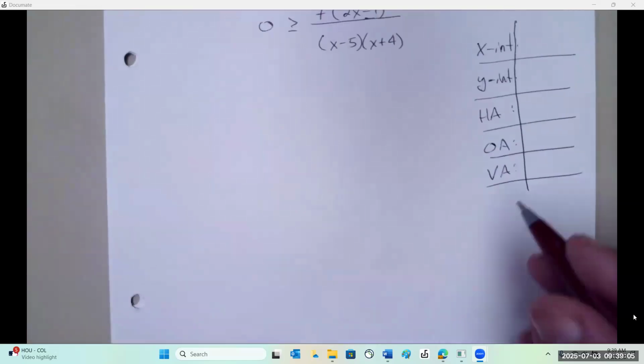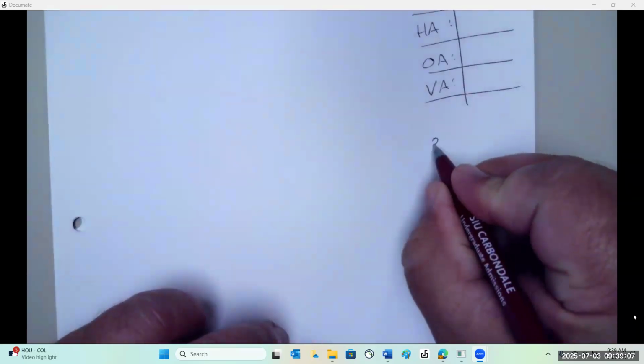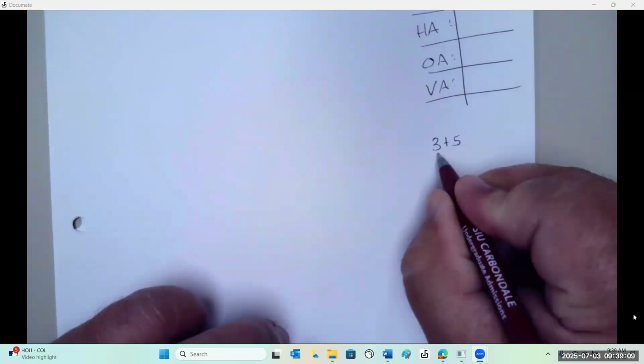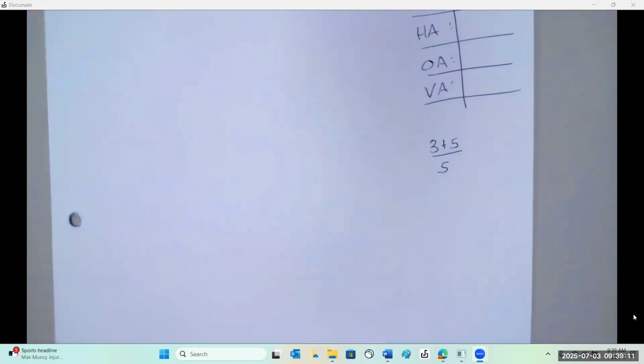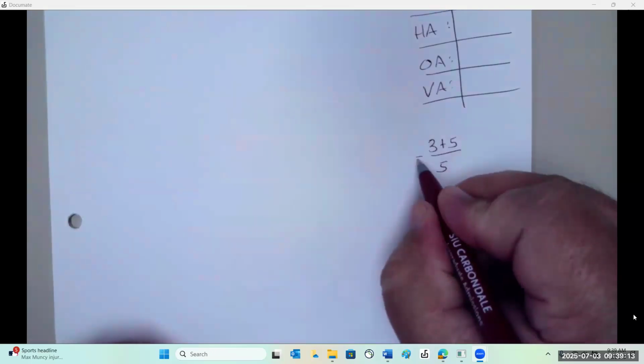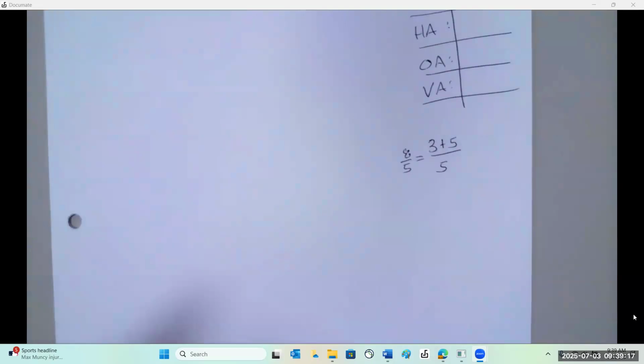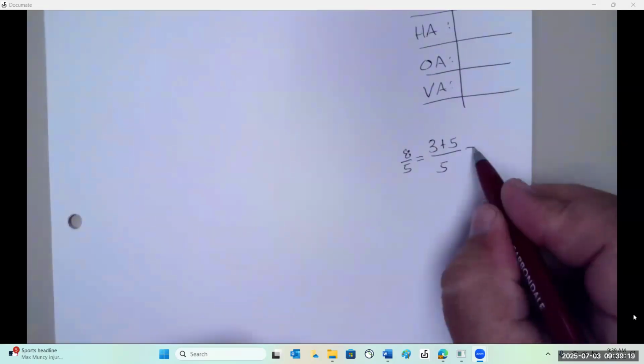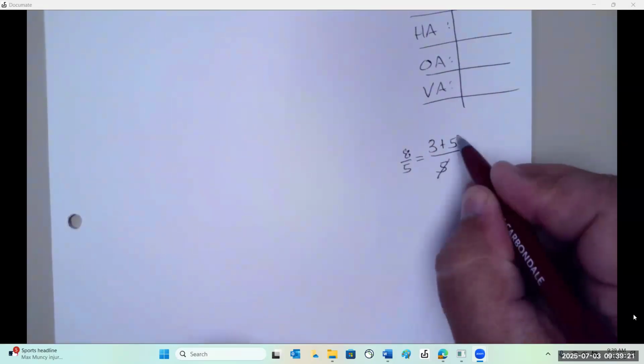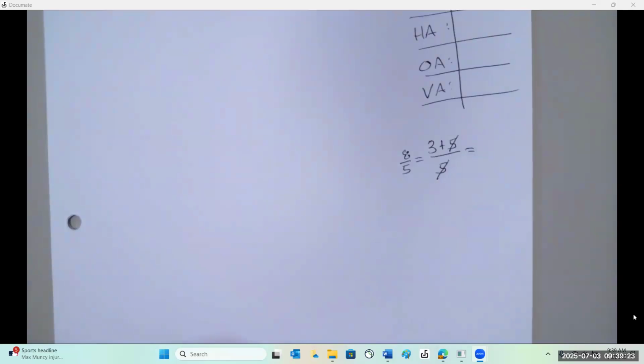In fractions, if we had that, what is 3 plus 5? So we know the answer is supposed to be 8 over 5, right? But if we cancel those, what do we have now? What do we have? No. When you cancel 5s, what are you left with?